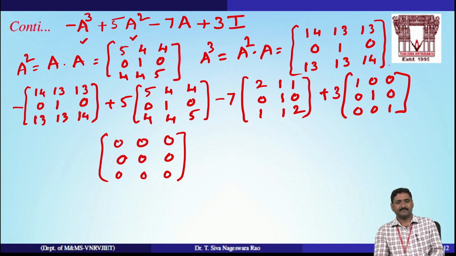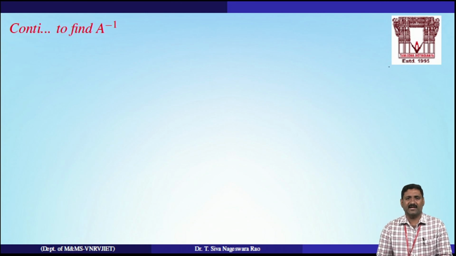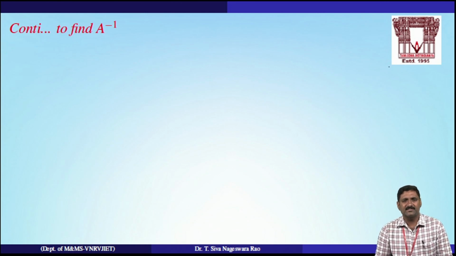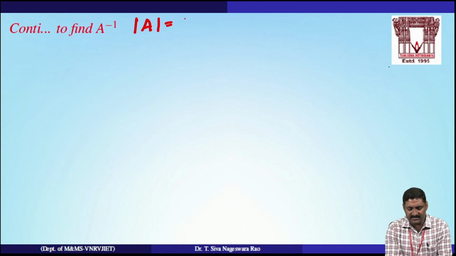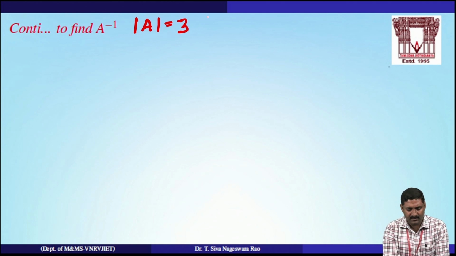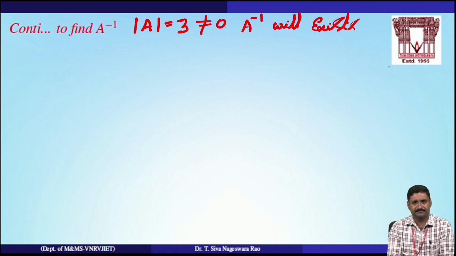Now I am going to explain how to find the inverse of the matrix. Clearly, the determinant of A is equal to 3, not equal to 0. Hence, A inverse will exist. Now, how to find the A inverse?